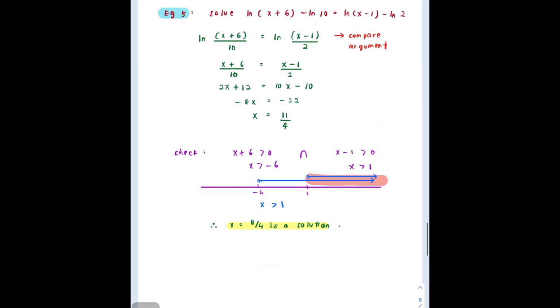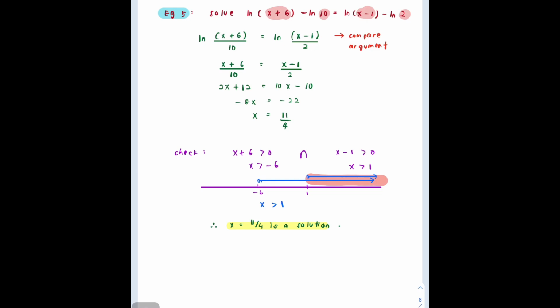Okay, look at the next example. You have ln of x plus 6 minus ln 10 equal to ln of x minus 1 minus ln 2. Every time you have ln, apply the same properties as log, because ln is log with the base of e. So ln minus ln, you can divide the arguments. This is your argument, x plus 6 and 10. So x plus 6 over 10. The right-hand side, x minus 1 and 2. So minus becomes divide, x minus 1 over 2.